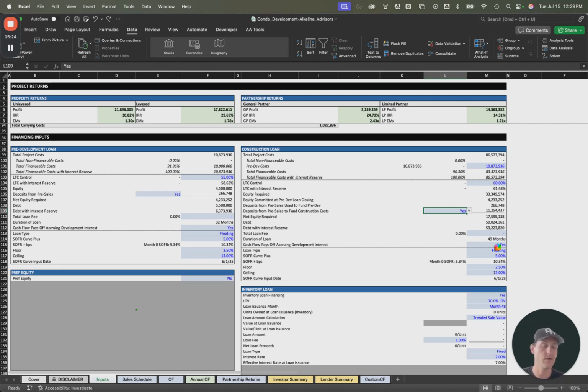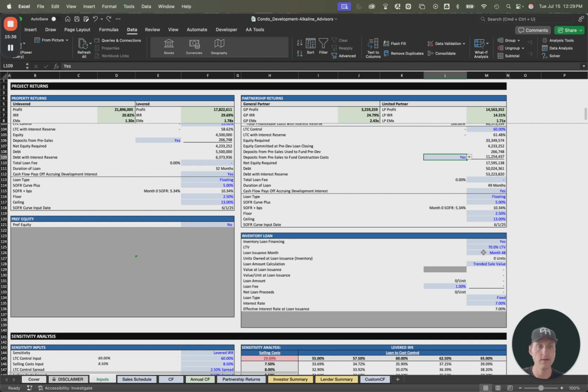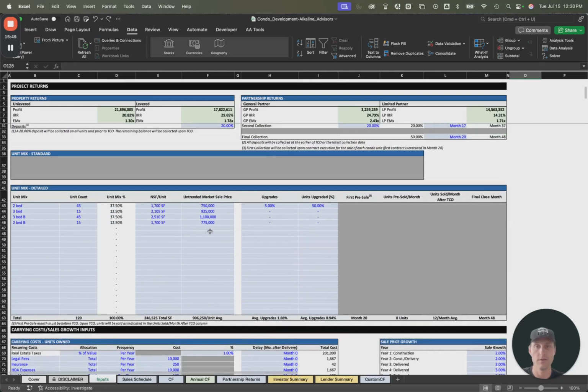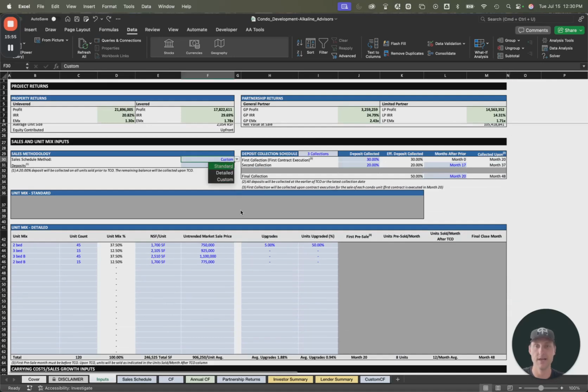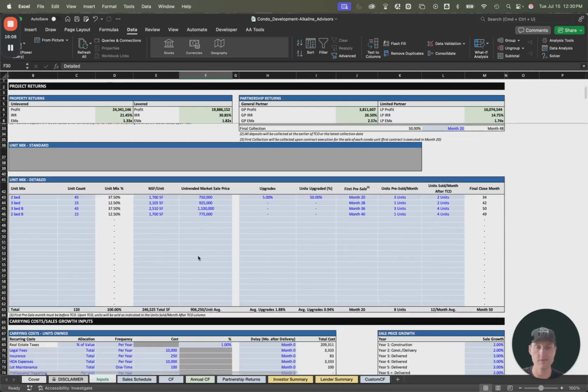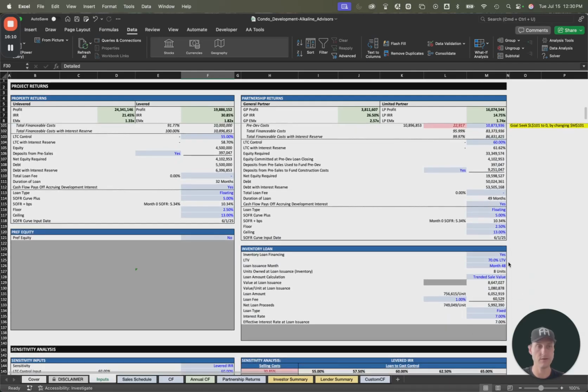We can add loan fees. We can say if the loan is fixed or if it's floating. And then with inventory loan, similar, you can say there is none. If you don't have one, what the loan to value is, when are we issuing the loan, in what month, and we can calculate the value of the inventory loan based off of the untrended unit price or the trended unit price. And you've got to remember, we're going to load in the untrended market sale price right here. If it's detailed, and if it's not, it's just standard. You're going to load in the untrended sales price right here, and that's going to dictate what the value is at the time of refinance.